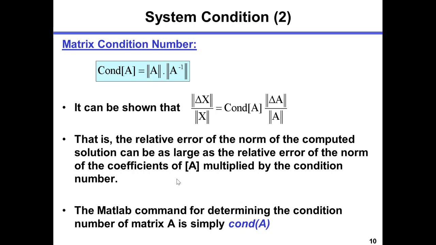So the MATLAB command for determining the condition number of matrix A is simply cond(A). But if you want to do that by hand, you would need to use the equations on the previous slide, like slide number 9.